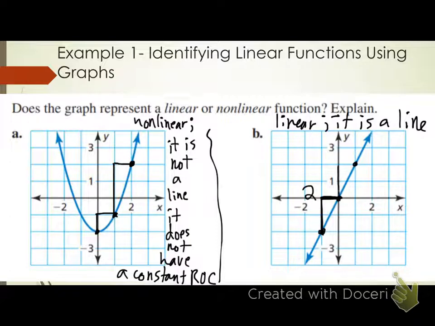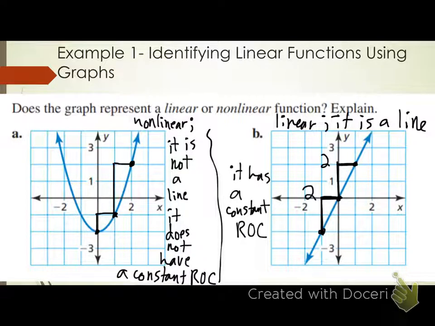How far am I rising? 2. How far am I running? 1. 2 over 1 is? 2. Do I have a constant rate of change there? Yeah, I'm increasing by the same thing each time to get to the next point, right? So that could be another explanation. It has a constant rate of change.